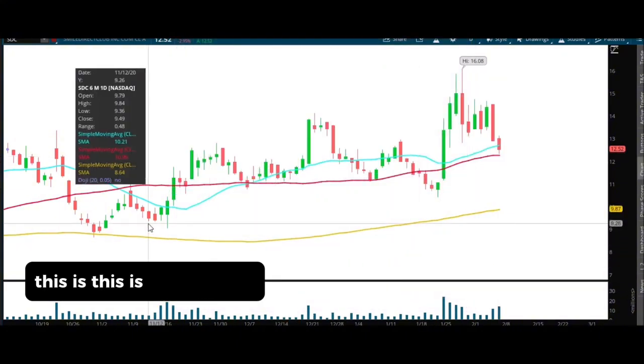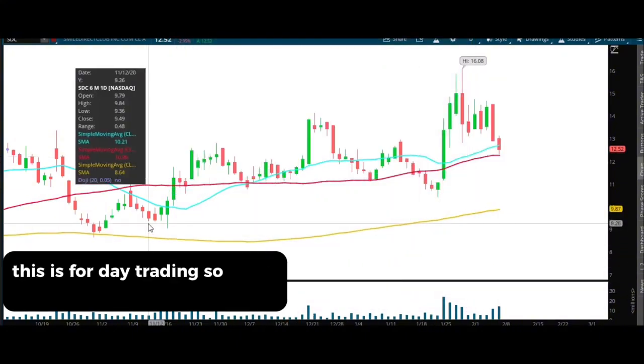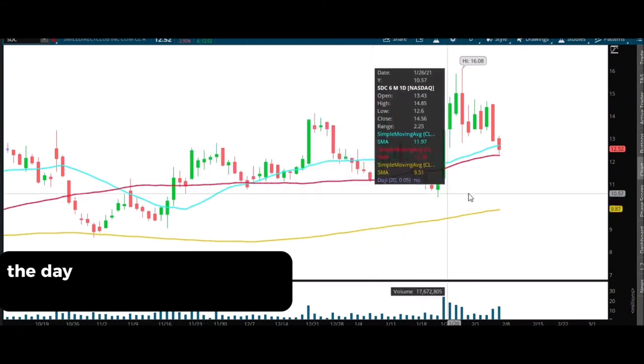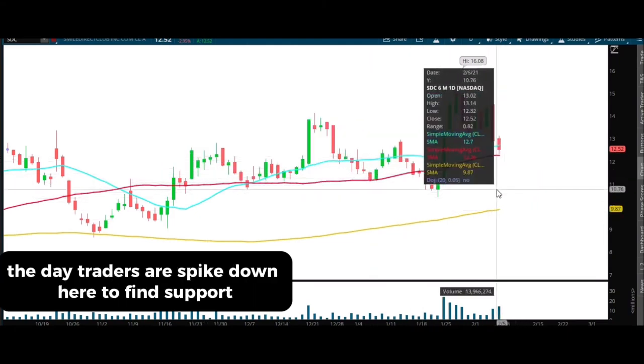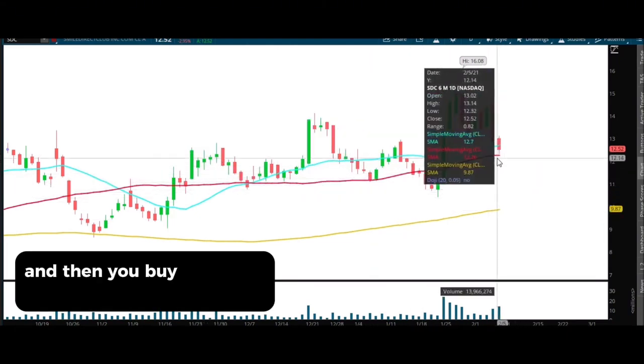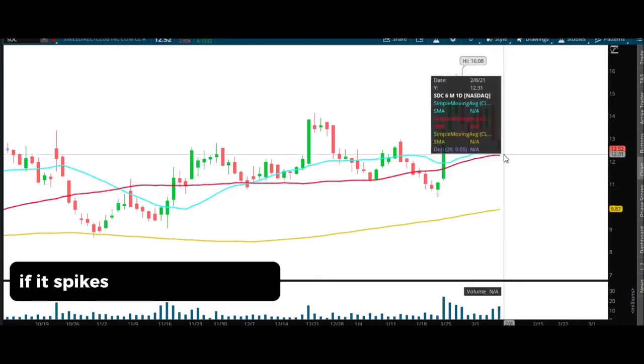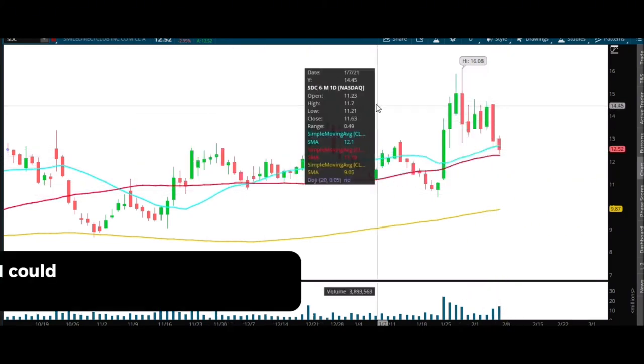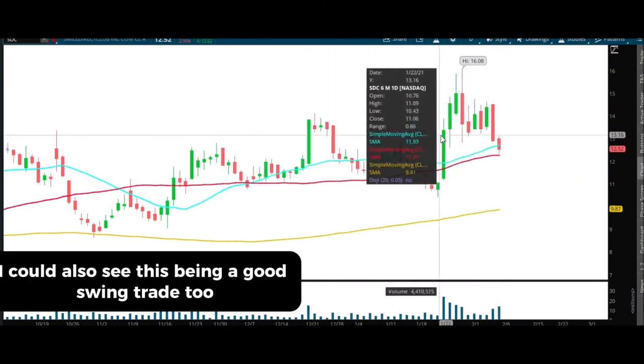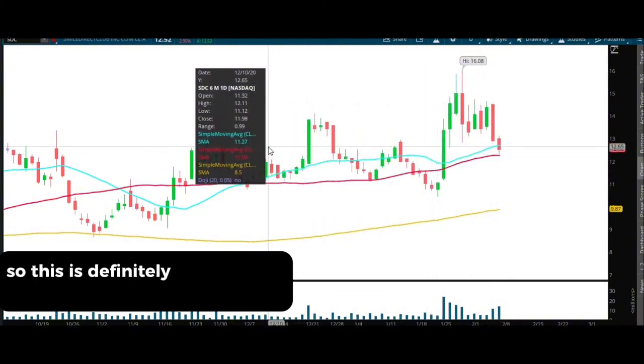And this is for intraday. This is for day trading. So what you would hope to see as a day trader is a spike down here to find support, and then you buy, and then maybe sell around the 50 if it spikes and then hits that. I could also see this being a good swing trade too. So this is definitely one to keep on the radar.